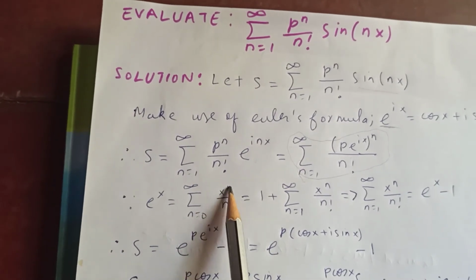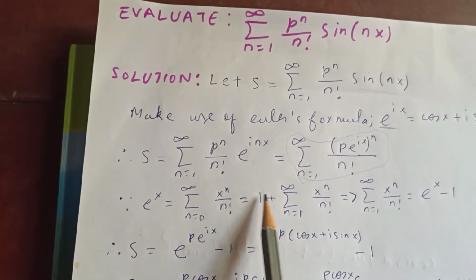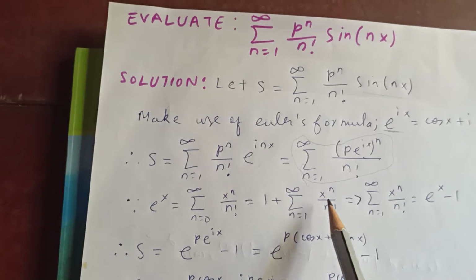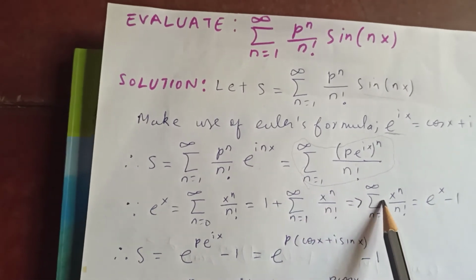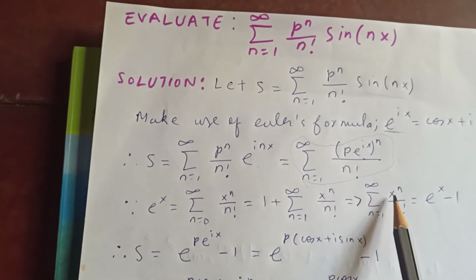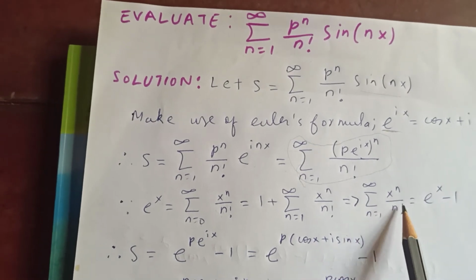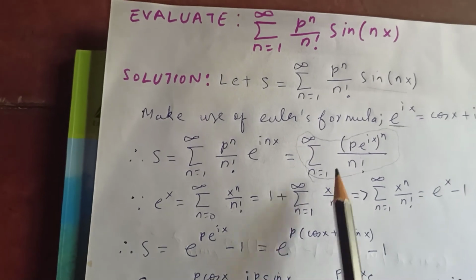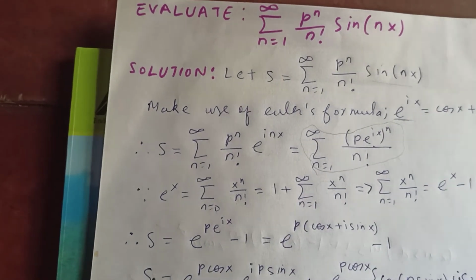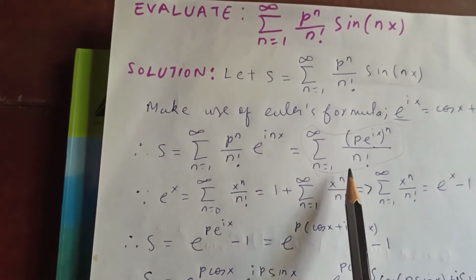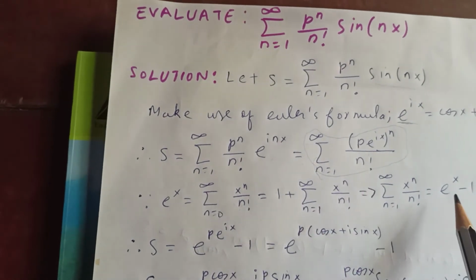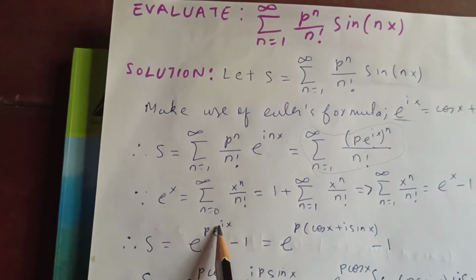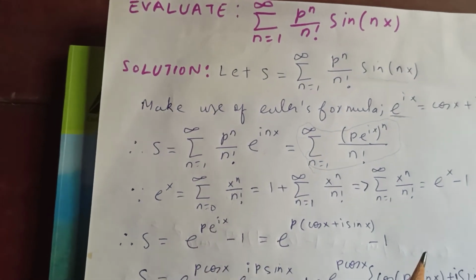For 0, x to the 0 is 1, and 0 factorial is 1, so 1 plus the sum from n equal to 1 to infinity x to the n upon n factorial. So we want this one: the sum from n equal to 1 to infinity x to the n upon n factorial is e to the x minus 1, transferring it over. So this sum is nothing but e to the x, where x is p e to the ix, minus 1.